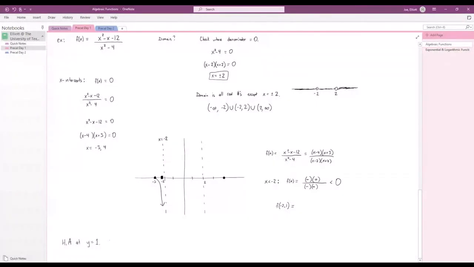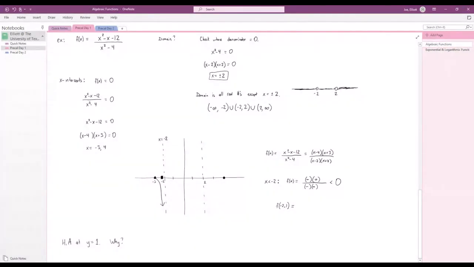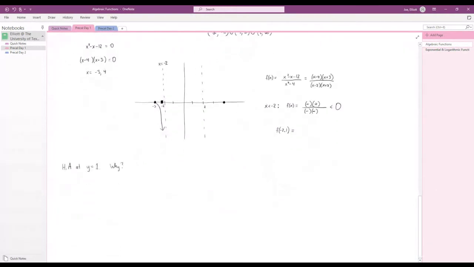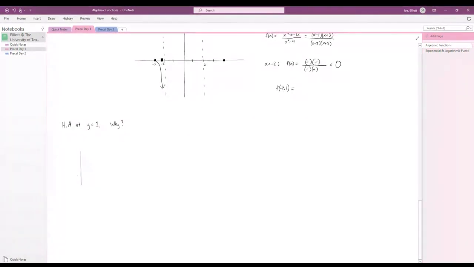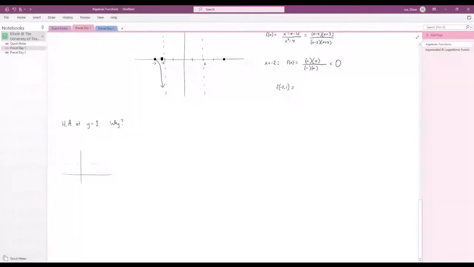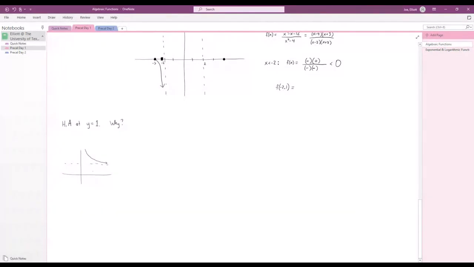But if I just want to talk a little bit about maybe why is that the case? How can we tell? Okay. So remember that the idea of a horizontal asymptote is, if your function has a horizontal asymptote, it should be approaching that asymptote as x gets further and further out.